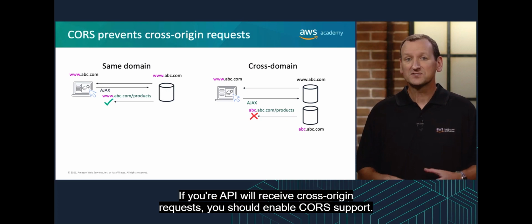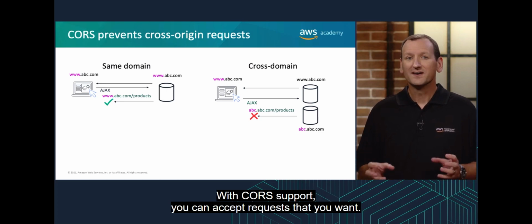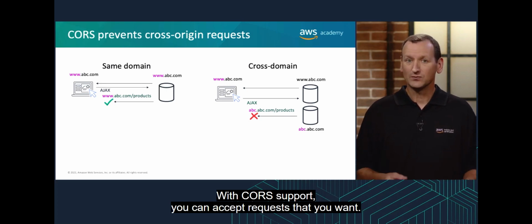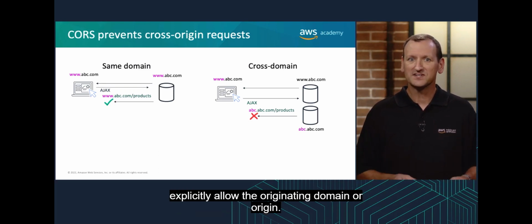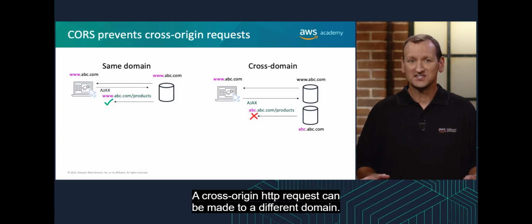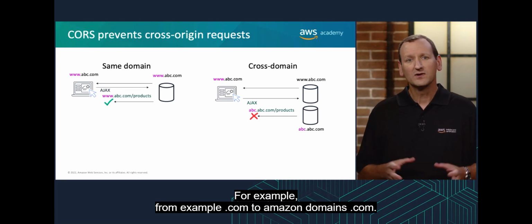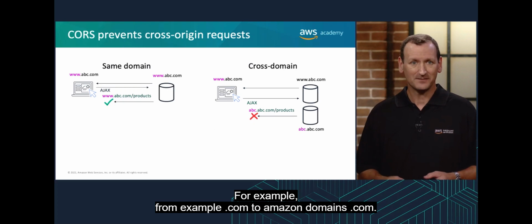If your API will receive cross-origin requests, you should enable CORS support. With CORS support, you can accept requests that you want while preventing cross-origin requests to domains that don't explicitly allow the originating domain or origin. A cross-origin HTTP request can be made to a different domain. For example, from example.com to amazondomains.com.